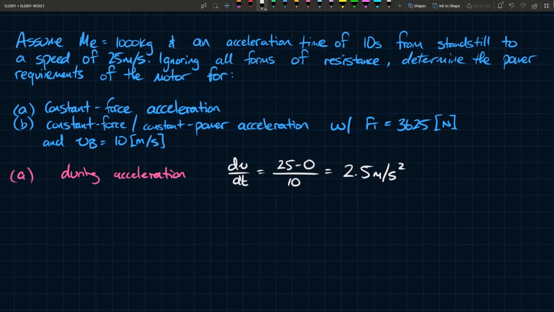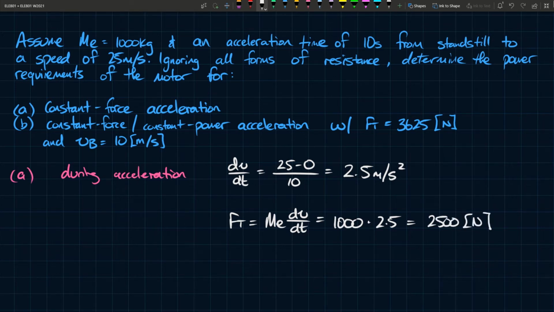So what is the force if you want to achieve this acceleration for the given mass? From Newton's law, the force is equal to the mass, in this case the equivalent mass, times the acceleration. So this is 1,000 kilograms times 2.5, which is 2,500 newtons. Simple enough.